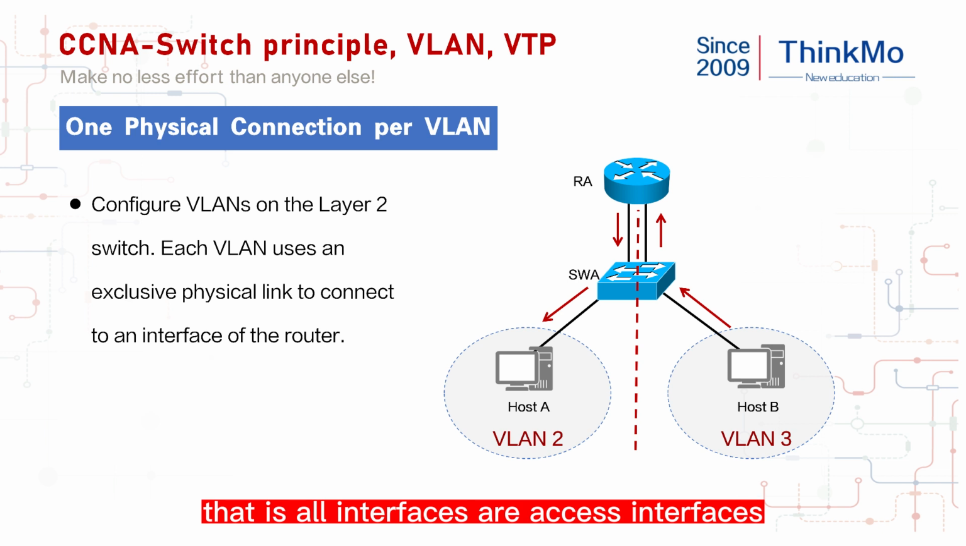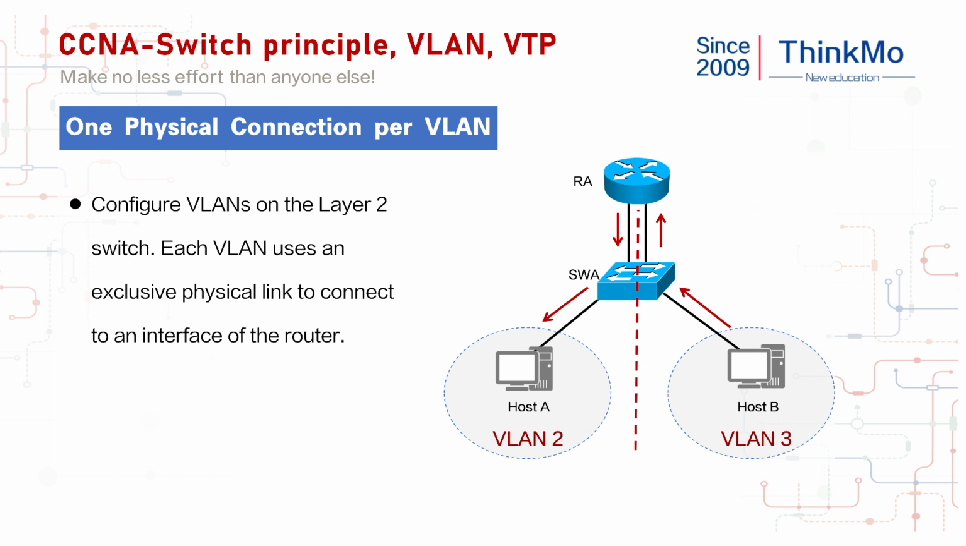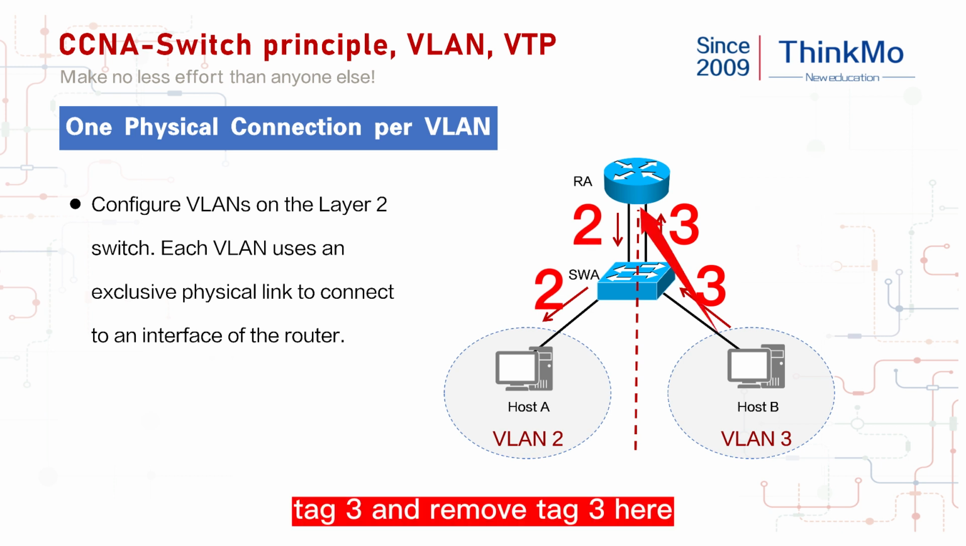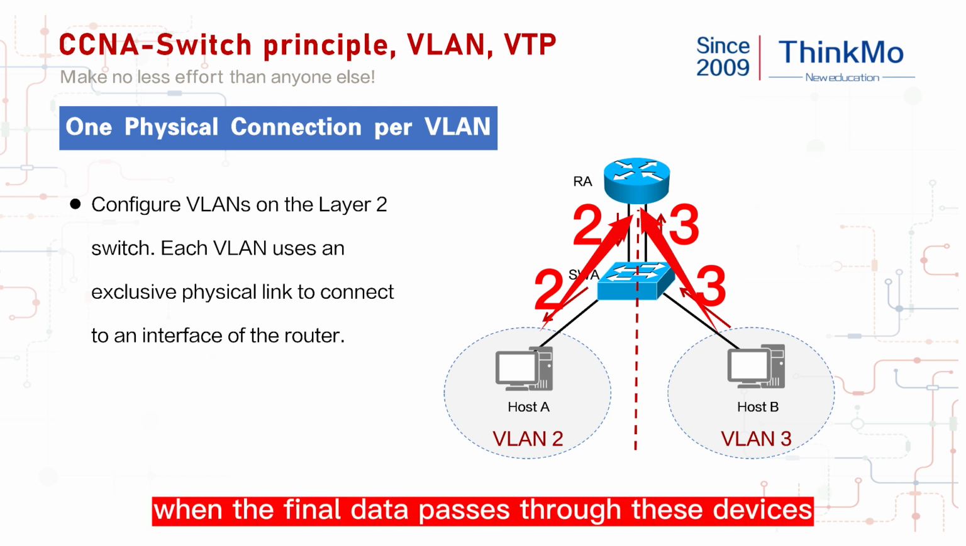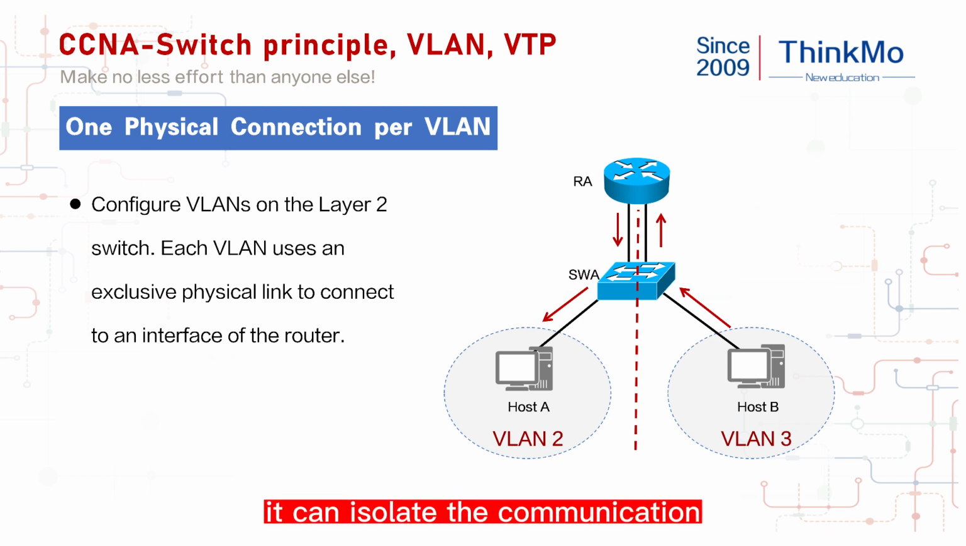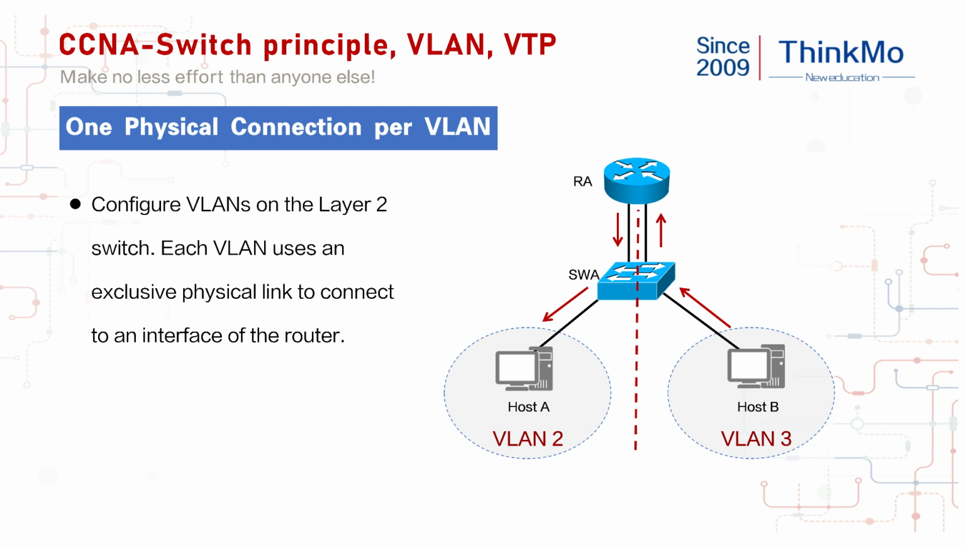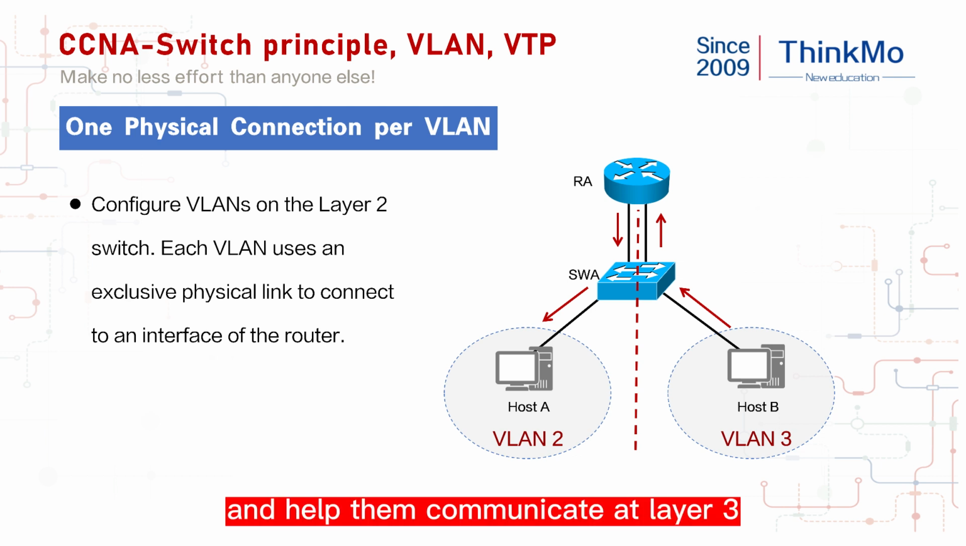That is, all interfaces are access interfaces, and only the switch needs to be configured here. Both of these are tag 3, and both of these are tag 2. Tag 3 and remove tag 3 here; tag 2 and remove tag 2 here. When the data finally passes through these devices as a blank frame, it can isolate the communication between the hosts at the second layer and help them communicate at layer 3.